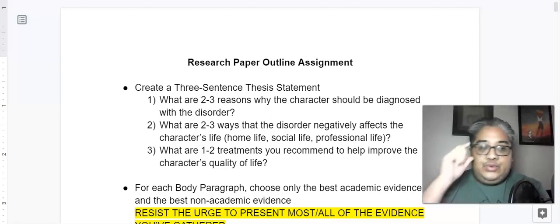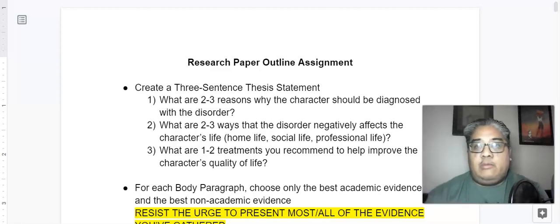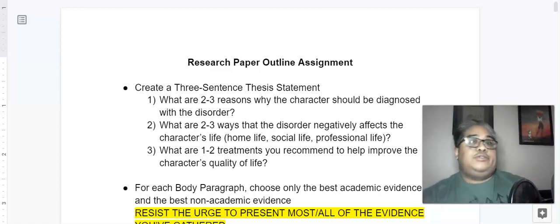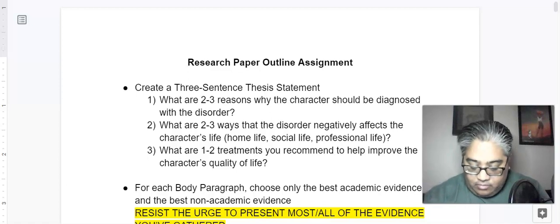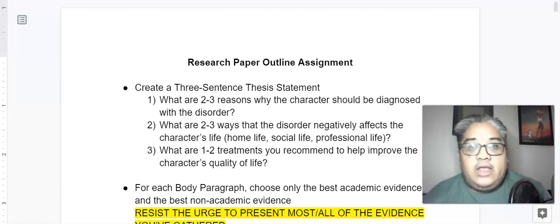So in addition to going through some instructions with you, I'm also going to go over one of the sample research paper outlines that I posted in the week 12 module, and that will also be copied into the week 13 module. So yeah, let's go ahead and get started, and I'll walk you through the assignment.